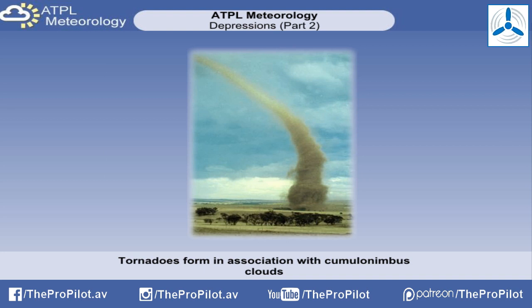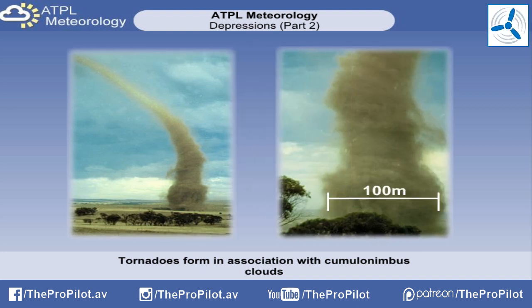The last type of low-pressure system is the tornado. Typically 100 meters in diameter, tornadoes are violent, narrow twists of wind with an intense upcurrent of air at their centre.